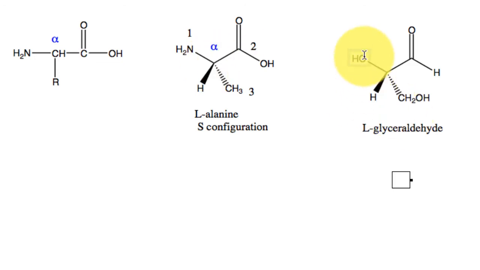You can see that the corresponding importances of the side groups correlate between glyceraldehyde and the amino acid, where the aldehyde group is equivalent to the carboxylic acid group, the amino group is equivalent to the OH, the hydrogens match, and the CH2OH replaces the R group.